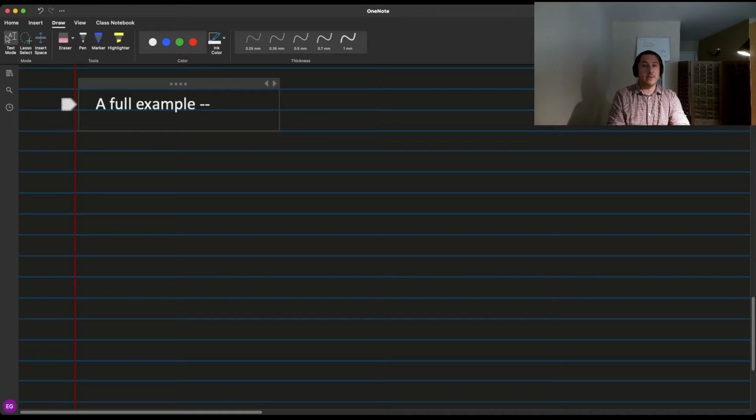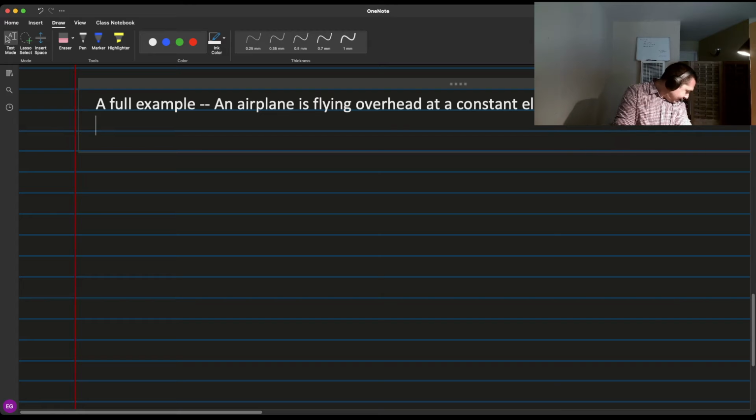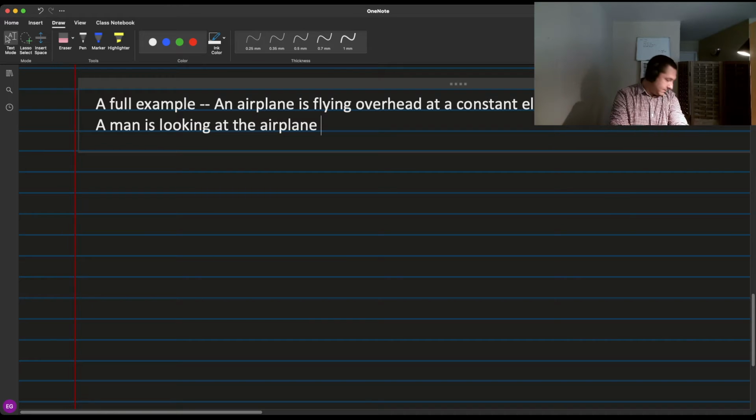Okay, so let's do a full related rates example. Let's say that an airplane is flying overhead at a constant elevation of 4,000 feet. And a man is looking at the airplane a distance of 3,000 feet from a radio tower.